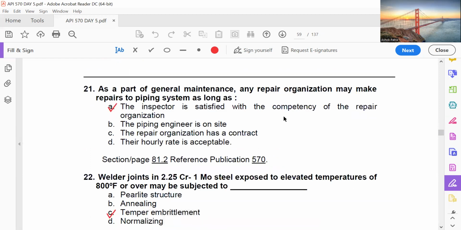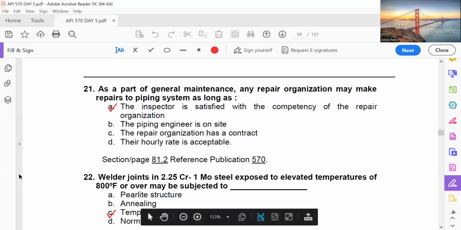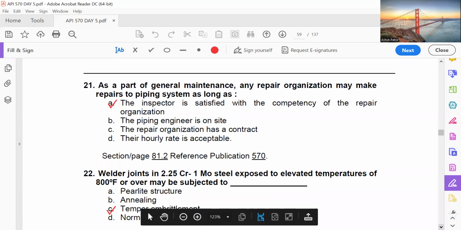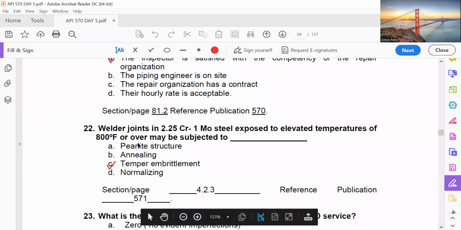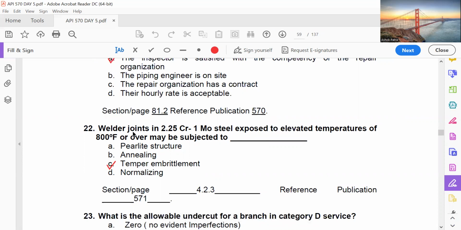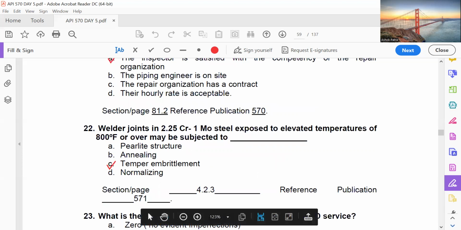As a part of general maintenance, any repair organization may make repairs of piping system as long as the inspector is satisfied with the competency of the repair organization. Welded joint 2.25 Cr 1 Mo steel exposed to elevated temperature of 800 degrees Fahrenheit or over may be subjected to temper embrittlement, because continuously exposed to higher temperature than this, 2.25 chrome 1 moly will have temper embrittlement.